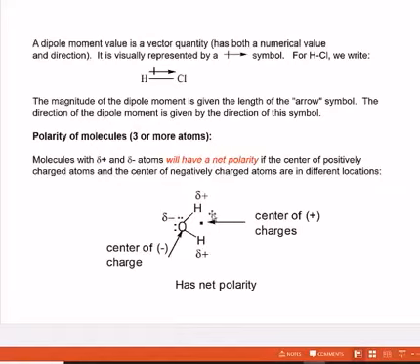But anyway, what we next do is look at each of the individual bonds and assess the polarity of that. And that's going to be based on the difference in electronegativity. Well, let's see. We need to go to the electronegativity table here.